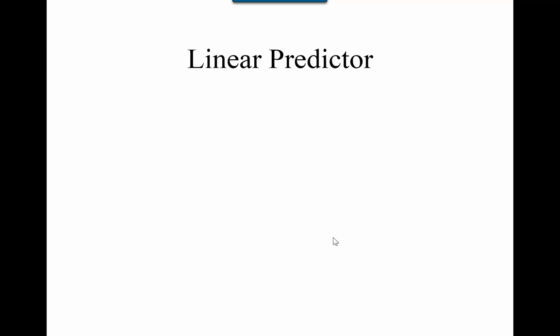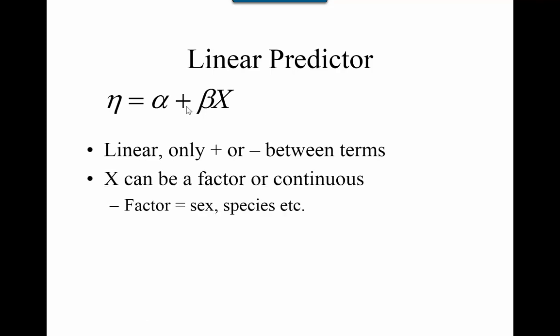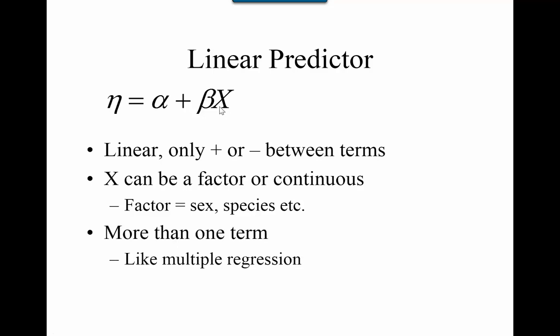Let's take a closer look at the linear predictor. Linear means there's only pluses and minuses between terms. So our intercept and our covariates are connected by plus or minus. There's no multiplication, no exponentiation, nothing like that. This covariate here, just like in our other linear models, can be a continuous variable or it can be a factor, a categorical variable like sex or species. And just as in linear models with multiple regression, we can have more than one term. So we have multiple predictor variables operating in here.